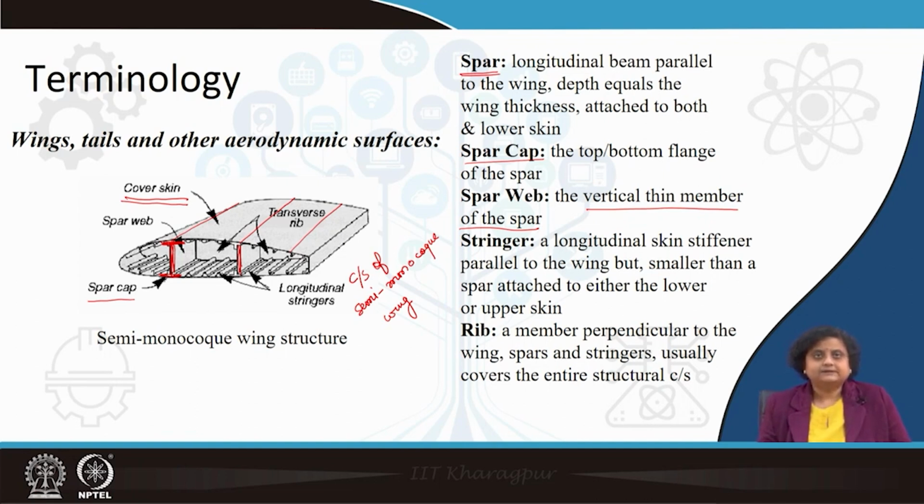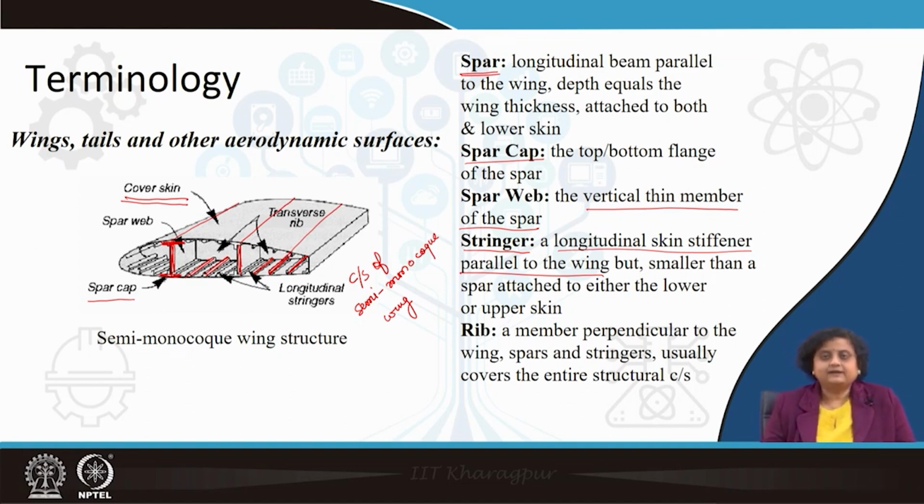Apart from the spar, there is another longitudinal member that is commonly seen in a semi-monocoque wing, the stringer. Stringers are again longitudinal skin stiffeners which run parallel to the wing, similar to the spar, but they are smaller than the spar. Their depth is not equal to the thickness of the wing. They are smaller, as you can see. These are the stringers, much smaller in dimension. They are attached to the top skin and the bottom skin.